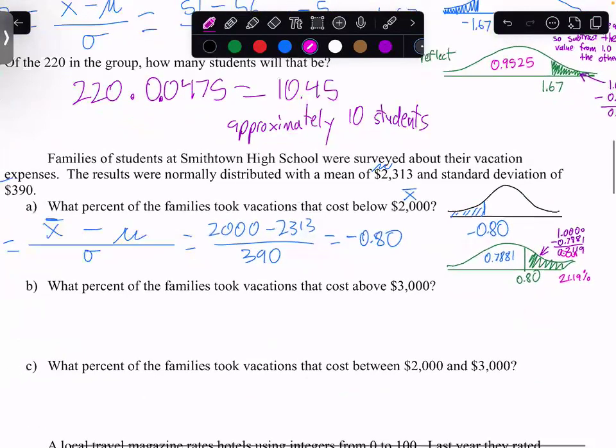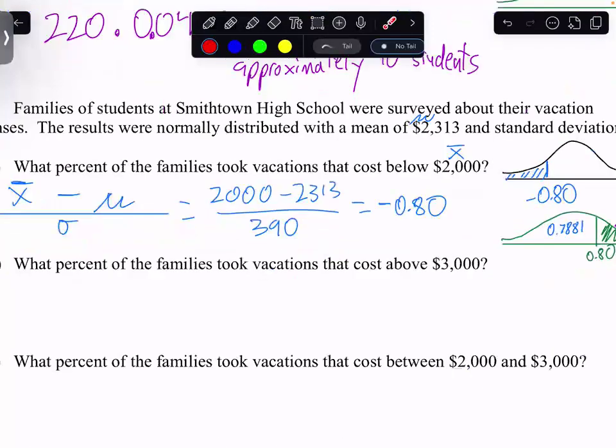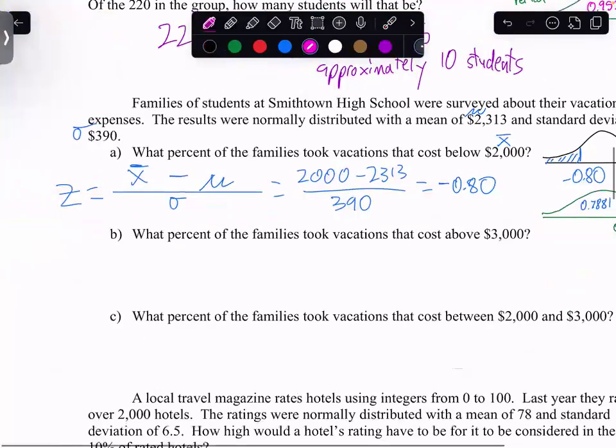Okay, so parts B and C are also based on the z-scores and the table. Go ahead and see if you can do the next two parts of this question, please. Again, you should draw a sketch. For letter B, now we want to consider families whose vacation costs more than 3,000. The only thing that changes is x bar, the number we care about. The mean is still the same and the standard deviation is still the same.